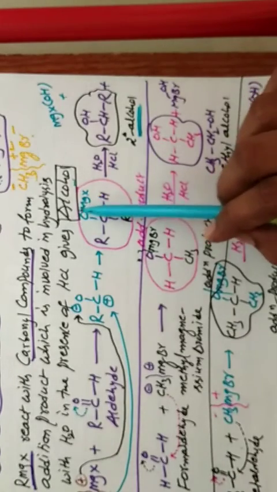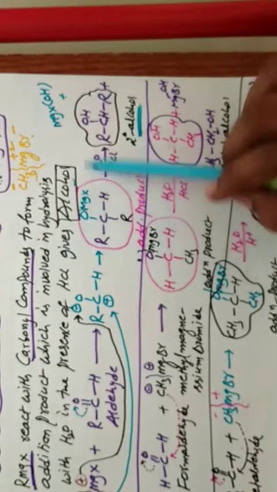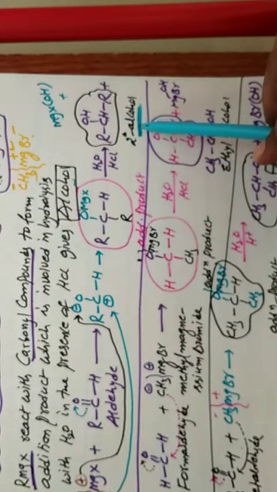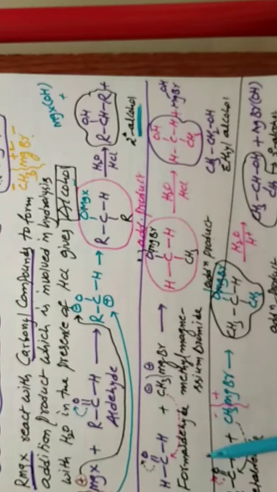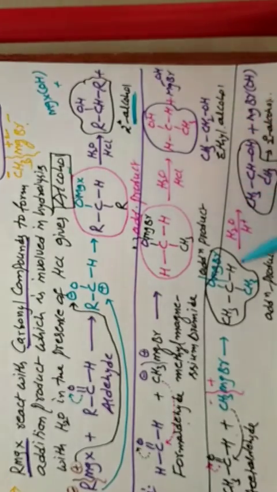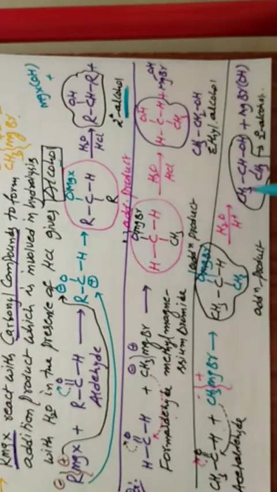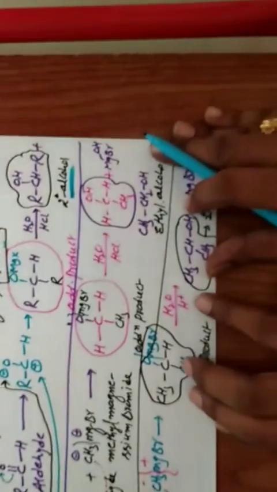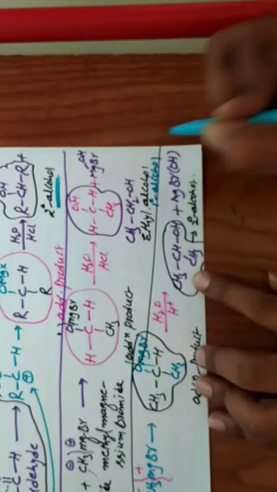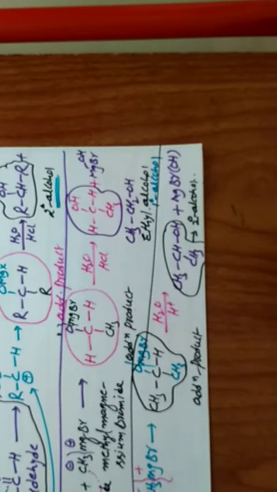This is the mechanism. The addition product undergoes water hydrolysis. Here the bond will be broken, HOH is attached, and MgXOH is eliminated from the main compound. We can get secondary alcohol. So in the case of formaldehyde, this is aldehyde. Only for formaldehyde can we get primary alcohol. Other aldehydes give secondary alcohol. This point is important for competitive exams. Okay, so ethyl alcohol, suppose if you want this one, this is primary alcohol.